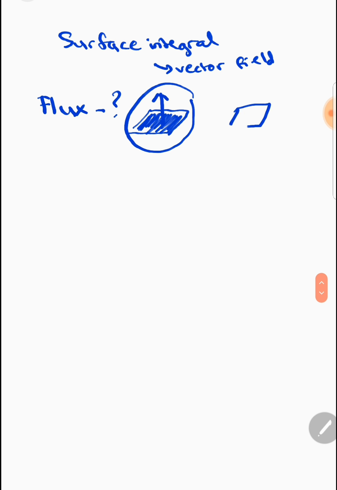But say if I have it like this and my vector field actually goes like this, do you think we actually have flux here? You guessed it right, we don't have any flux here. Why so? Maybe this will be clearer when I write it down.